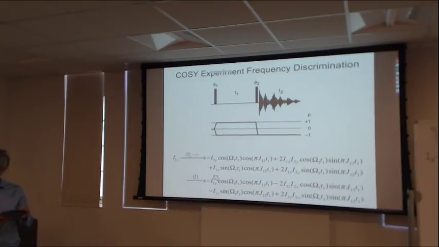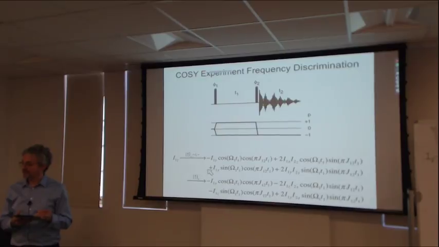for detection. So the first experiment will detect only the X magnetization. The second experiment will detect only the Y magnetization. And we store these separately. So now in two experiments, we've measured the X component and the Y component. And now we can tell the two signals apart. We can tell positive away from negative because we have both X and Y, at the cost of having to measure two spectra.